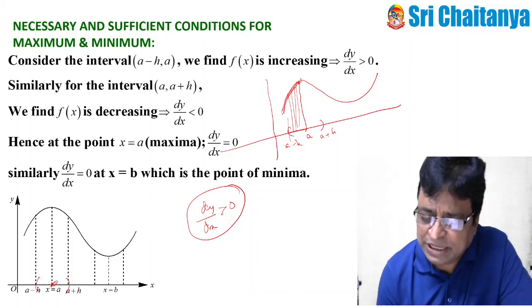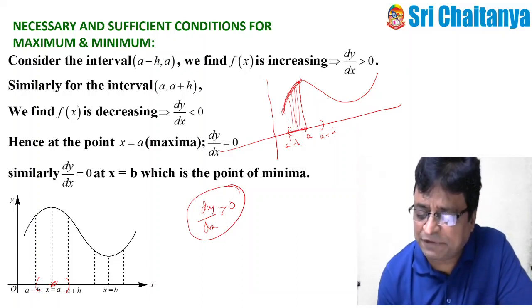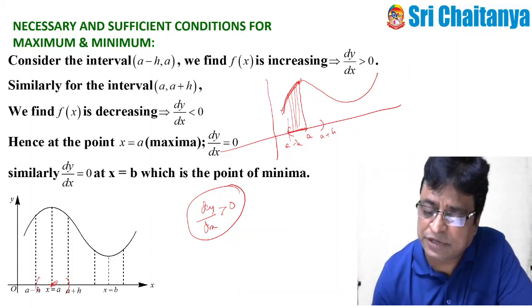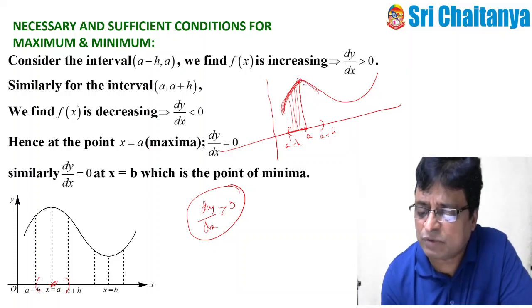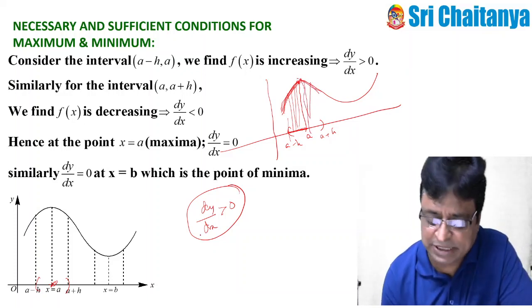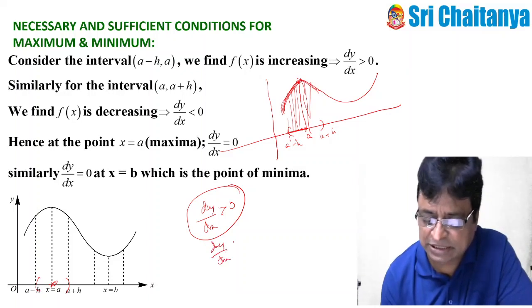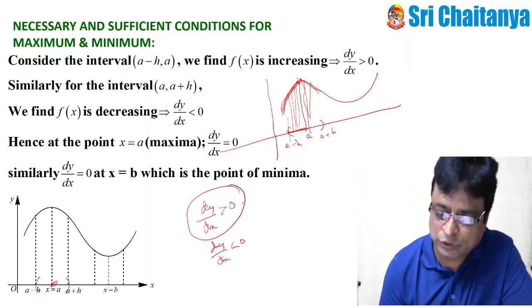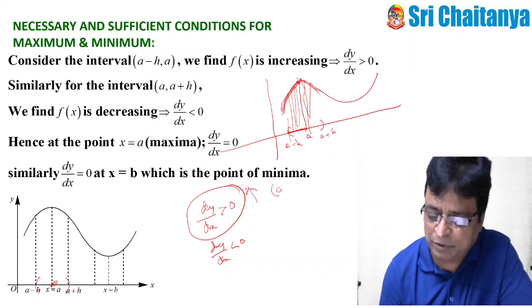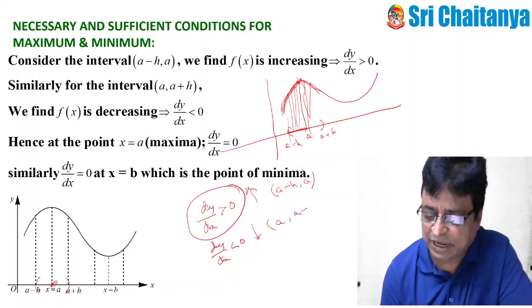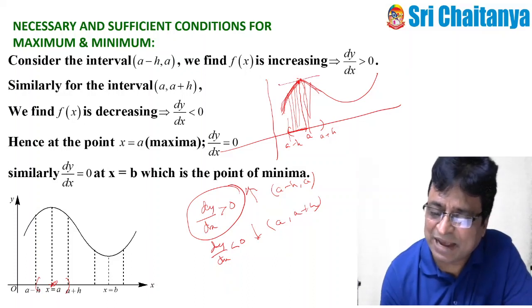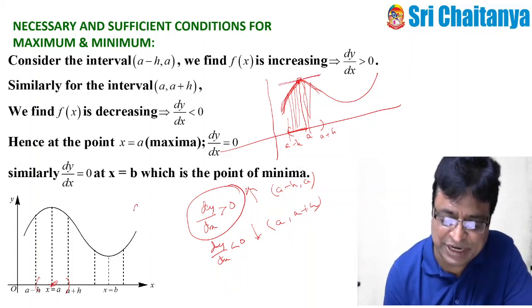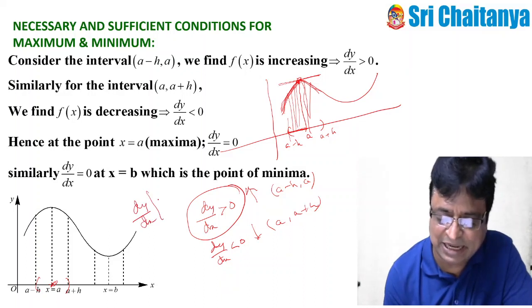So in the left neighborhood of the point a, the curve is increasing. And after that, in the right neighborhood of a, the curve is decreasing, coming down, coming down. That means dy by dx is less than 0 in the right neighborhood of a. So it is increasing in the left neighborhood of a and decreasing in the right neighborhood of a. Clear? And at a, the derivative becomes 0. That is, dy by dx at a is equal to 0.